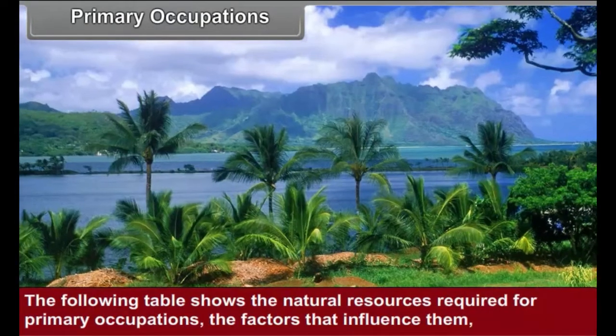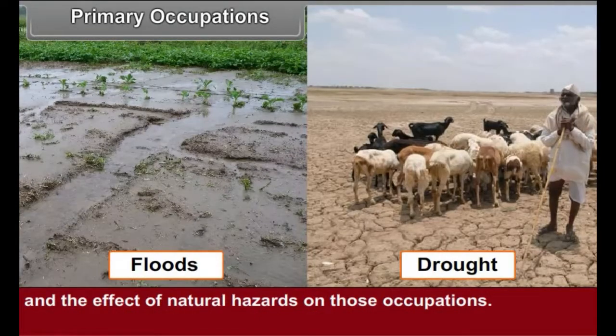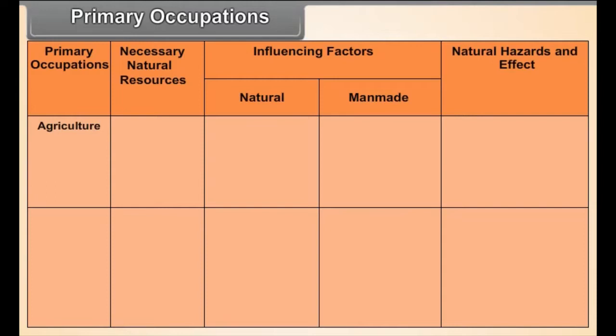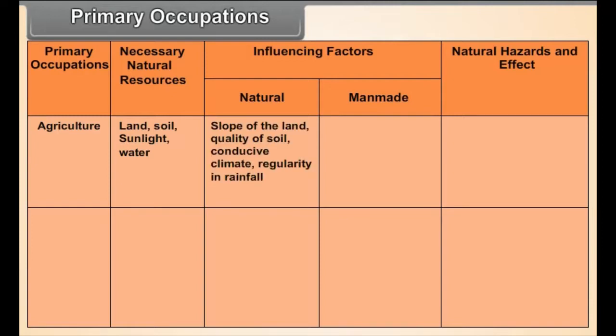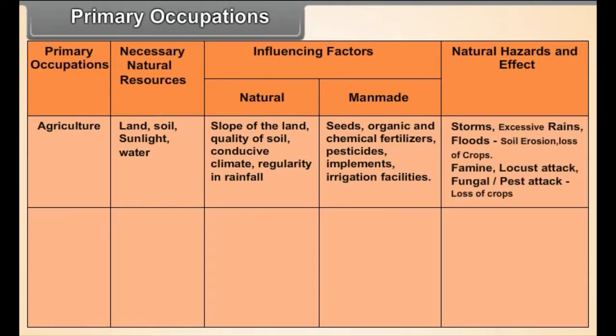The following table shows the natural resources required for primary occupations, the factors that influence them, and the effects of natural hazards on those occupations. Study the table. Primary occupations. Agriculture. Necessary natural resources: land, soil, sunlight, water. Influencing factors: natural, slope of land, quality of soil, conducive climate, regularity in rainfall. Man-made: seeds, organic and chemical fertilizers, pesticides, implements, irrigation facilities. Natural hazards and effects: storms, excessive rains, floods, soil erosion, loss of crops, famine, locust attack, fungal pest attack, loss of crops.